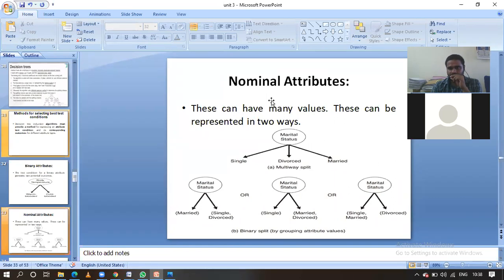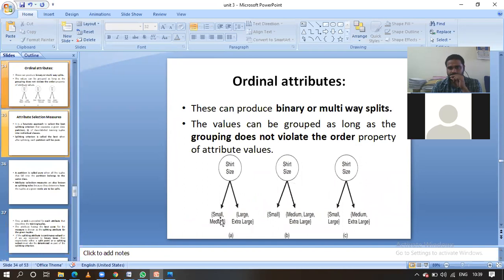So in this way we represent the nominal attributes. The outputs related to the nominal attributes we represent in two ways: one is multi-way split and the other is binary split. How do we make a multi-way split into a binary split? Combine two or three attribute values into one group, like here, single and divorced combined to form one group.